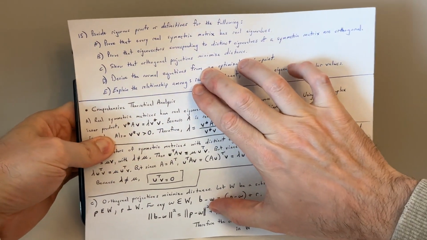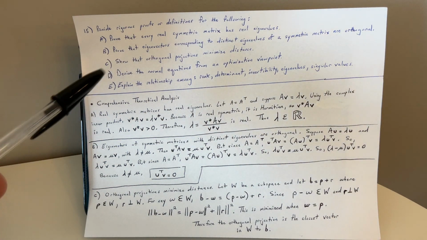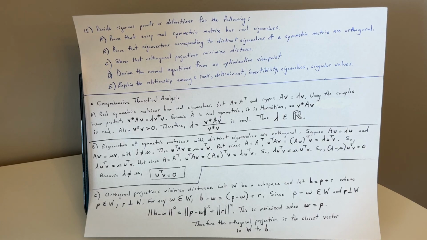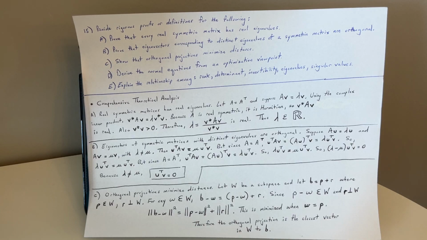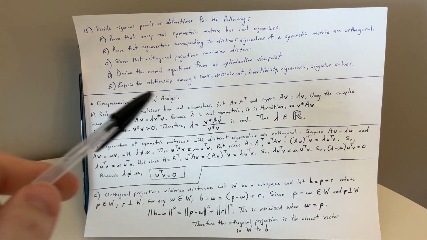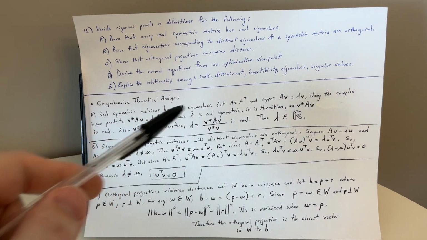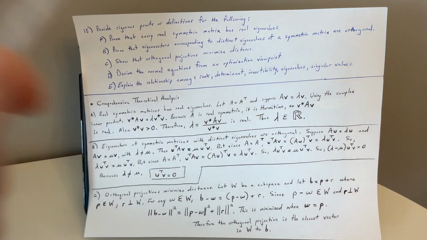So 15. Provide rigorous proofs or definitions for the following. Prove that every real symmetric matrix has real eigenvalues. Prove that eigenvectors corresponding to distinct eigenvalues of a symmetric matrix are orthogonal. Show that orthogonal projections minimize distance. Derive the normal equations from an optimization viewpoint and explain the relationship among rank, determinant, invertibility, eigenvalues, and singular values. Fun problem here, a comprehensive theoretical analysis, and this is a condensed version. It could be more expanded.